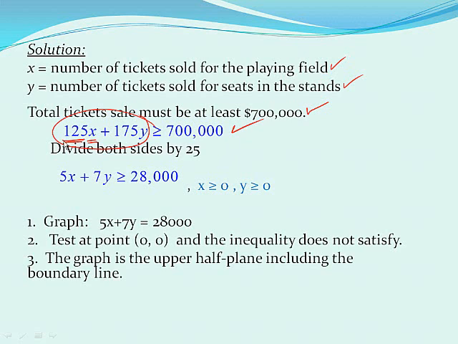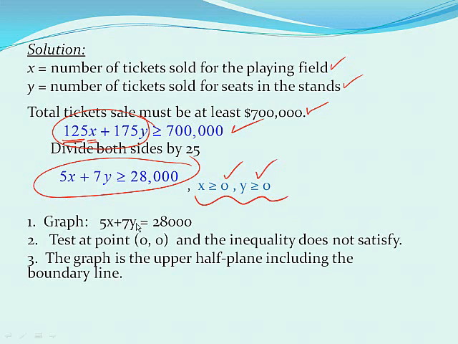And notice that these numbers are multiples of 25. So if we divide by 25, we can get a much simpler inequality. If you divide both sides by 25, the inequality will be 5x plus 7y greater than or equal to 28,000. Though it is not explicitly mentioned, we can only have positive values for x and y. That is because we cannot sell a negative number of tickets. So these two conditions go with the problem.